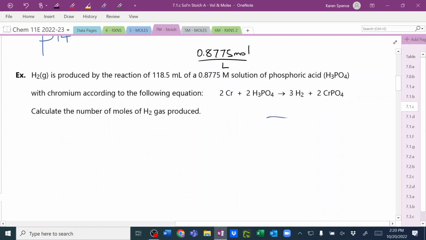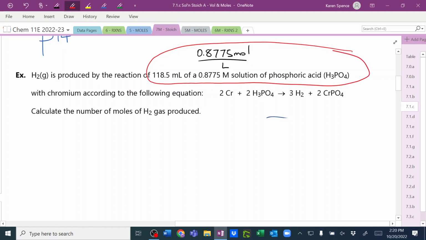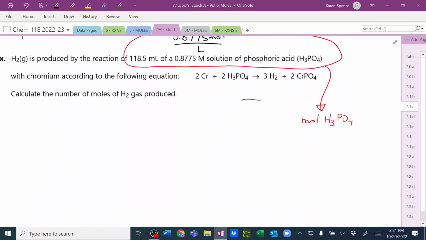What is our starting substance? What is substance A? What do we know stuff about? We know stuff about phosphoric acid. So we're going to take this information and use that to find, what will we find? Moles of H3PO4. Right? Because that's our phosphoric acid. So we have the milliliters of that, we have the moles of that, we can find moles of H3PO4.